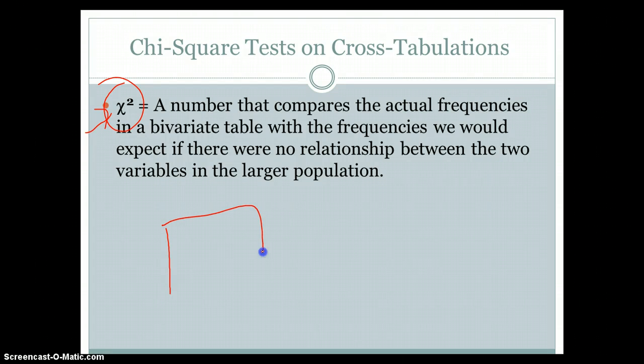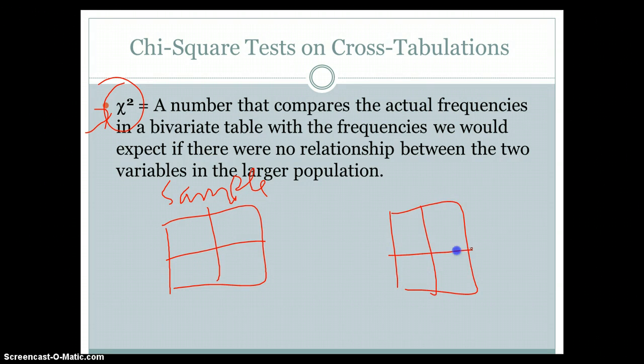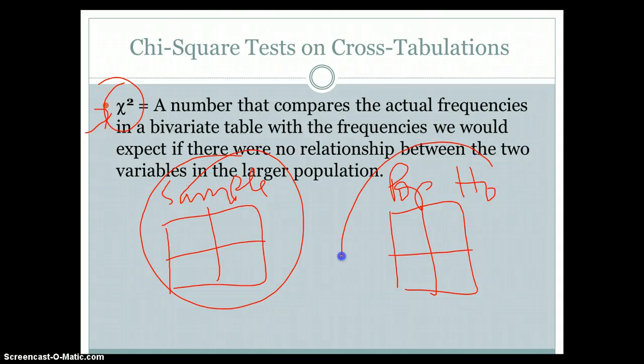So you've got a bivariate table, and it will be split up many different ways, that is from your sample data. And then imagine that there were another bivariate table in the population, and there's no relationship. In other words, the null hypothesis is actually verified. So you're trying to compare what you see in your sample with what you would see in this expected no relationship population.